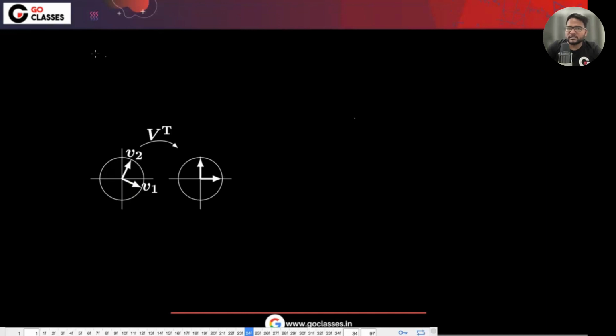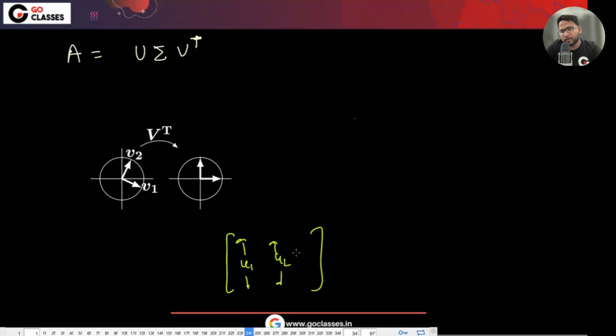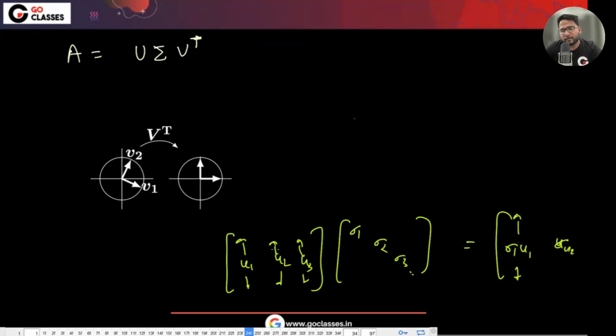Now, what is the next matrix that we need to multiply? If you write A equal to U sigma V transpose, what is the next matrix you will be multiplying? After V transpose, I think we will be multiplying with sigma. Since sigma is a diagonal matrix, that is why it will not rotate. If you have a set of vectors U1, U2, U3, and you multiply by sigma 1, sigma 2, sigma 3, then the resultant will be sigma 1 U1, sigma 2 U2, right?